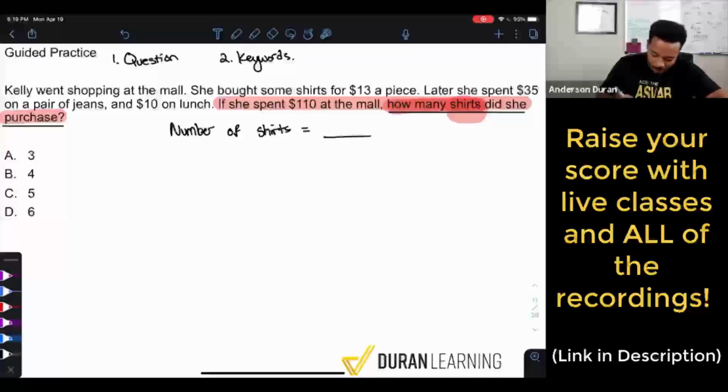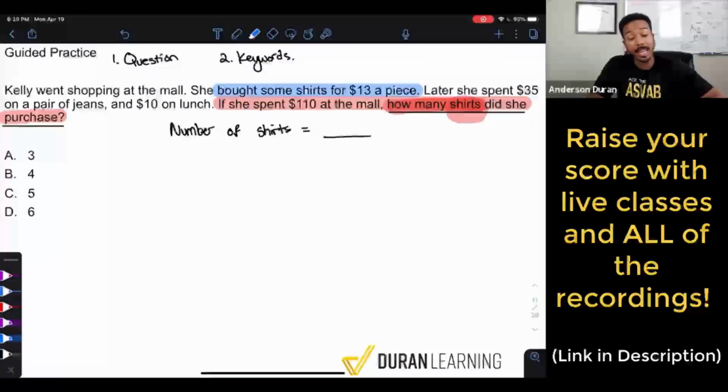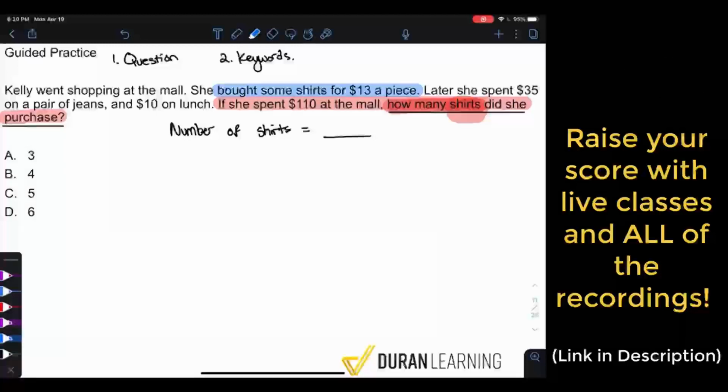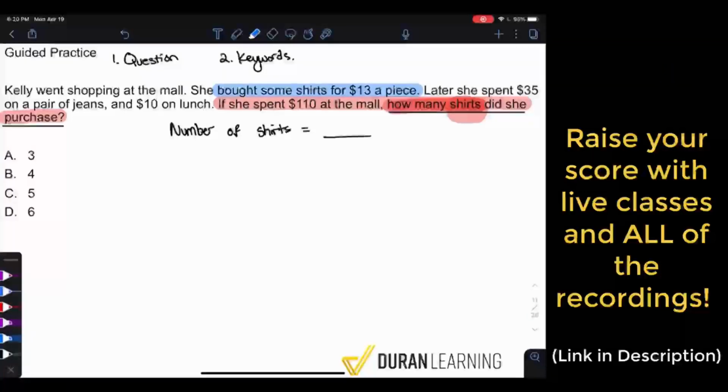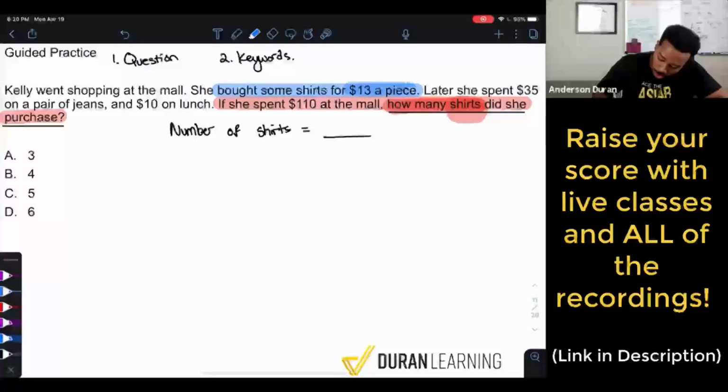So watch this. Kelly went shopping at the mall. She bought some shirts for $13 a piece. Right there, let me just highlight that. Bought some shirts for $13 a piece. Does that tell you how many shirts we bought exactly? Yes or no? No. Nope, not quite, right? Not yet. And that's fine. But they did give us some pretty important information about the shirts, right? Yes, absolutely did. We know that it's $13 per shirt.